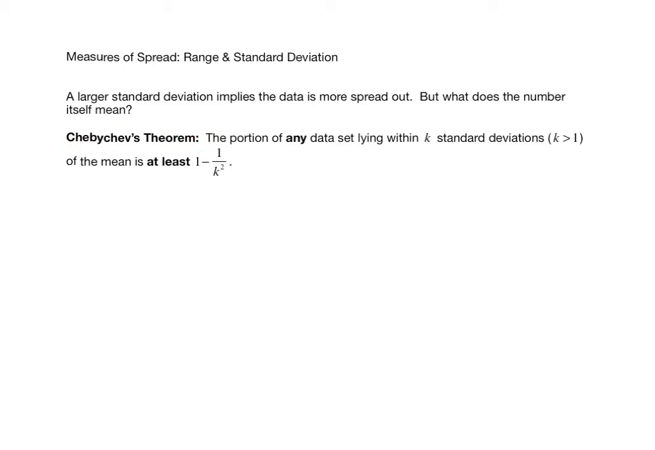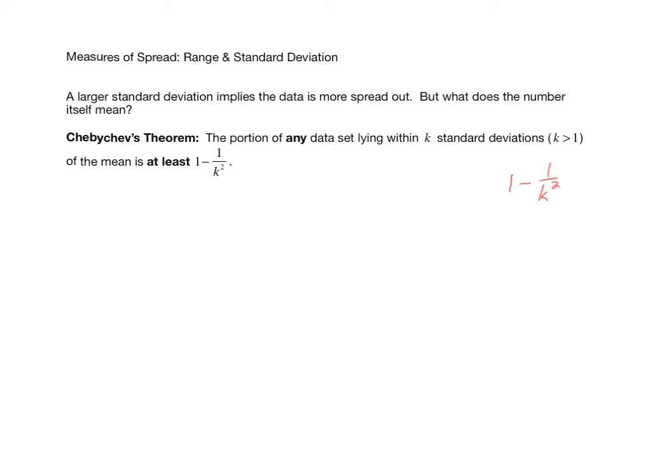Chebyshev's theorem is very important, and ultimately it says this: the portion of any data set lying within k standard deviations, but k has to specifically be greater than 1, of the mean is at least 1 minus the quotient of 1 over k squared. So before we can get to actually applying this theorem, we've got to figure out what it is even saying. So what I want to first do is find out what 1 minus 1 over k squared is for some typical k values that you would see in problems.